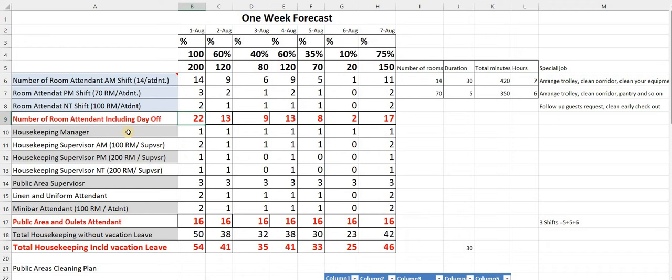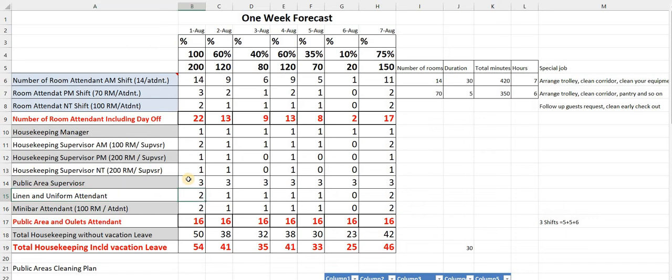So you have the supervisor here: for AM shift 2, for PM shift 1, for housekeeping supervisor night shift 1. Public area supervisor, you need 1 per shift. It means 3, and this is a fixed number. In order to have a clean hotel, you need a good supervisor who goes around, checks all corners, and directs the employees to clean all the assigned areas.